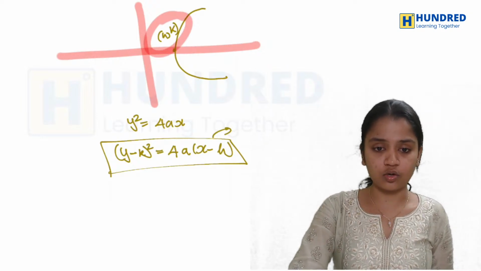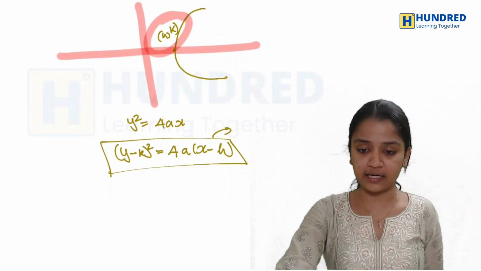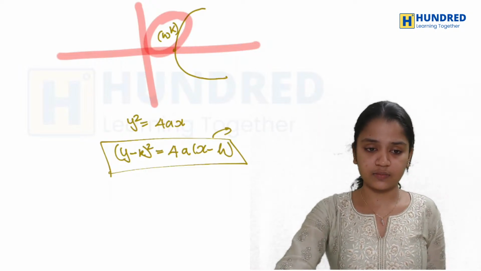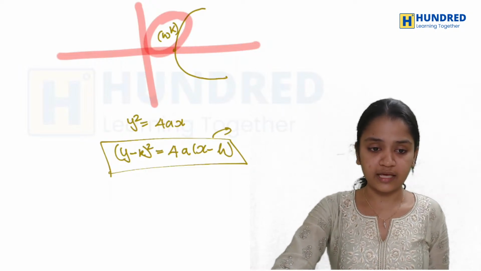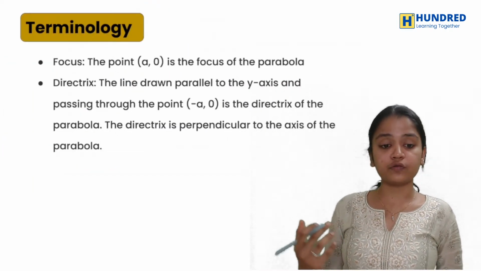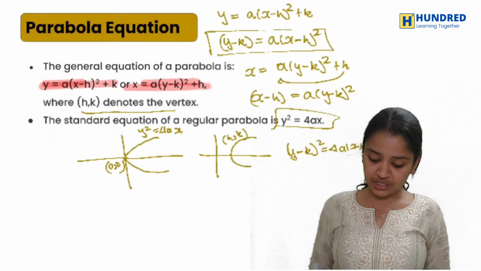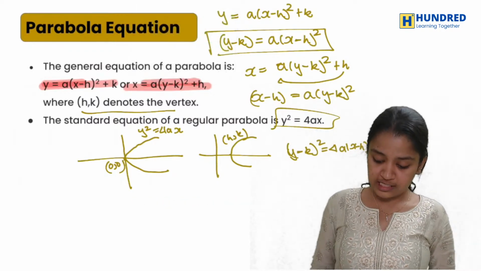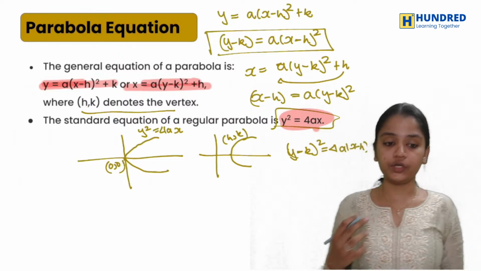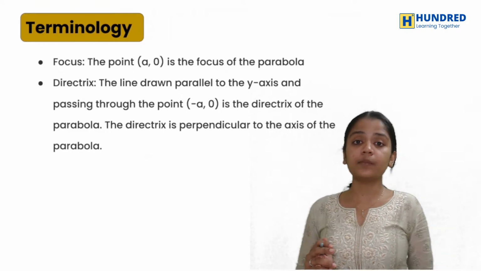Now let's go to the next one. Before learning about the types of it, let's learn about the terminology. Here just remember this point alone: the standard equation of a parabola. Only that point you remember. Other things we'll see. So here, terminologies.